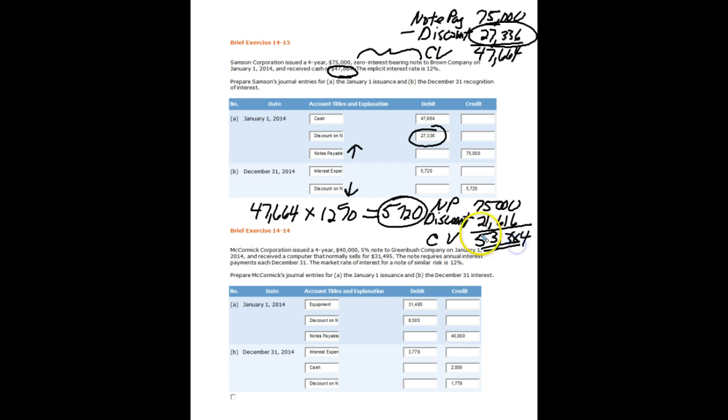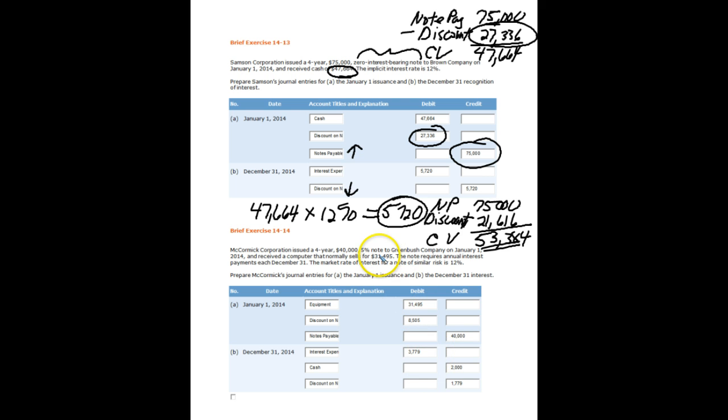So the carrying value is growing, isn't it? And eventually, by the end of the 4 years, the carrying value will be how much? $75,000. So at the end of the life of the note, the discount will zero out, and we will only have a balance in the notes payable. Okay, let's also look at brief exercise 14. So I'll let you read through that, and then I'm going to come back and we'll look at these entries.